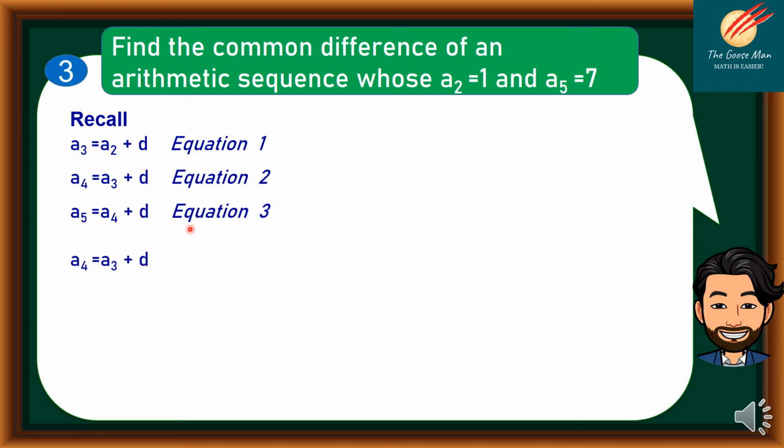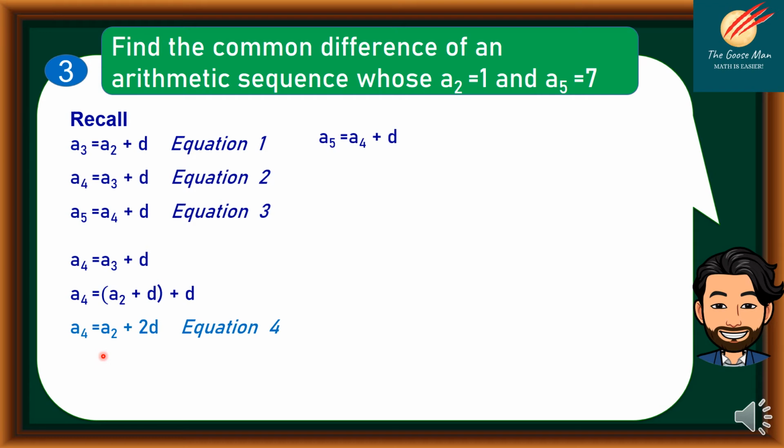Having said that, I'll start with the fourth term, which is equal to the third term plus the common difference. But I can now substitute the value of the third term, which is the second term plus the common difference, plus d. I simply substitute that. Now, working on that, I have the second term plus 2d. So this is my equation 4 for the fourth term.